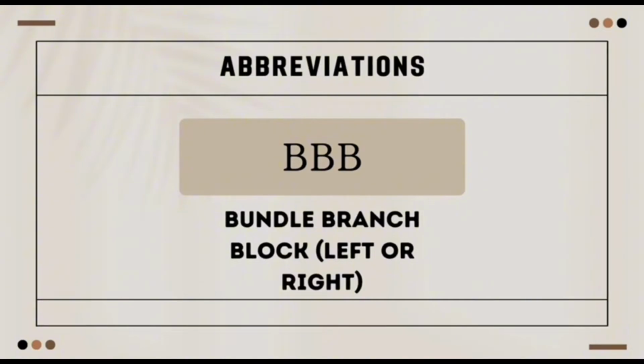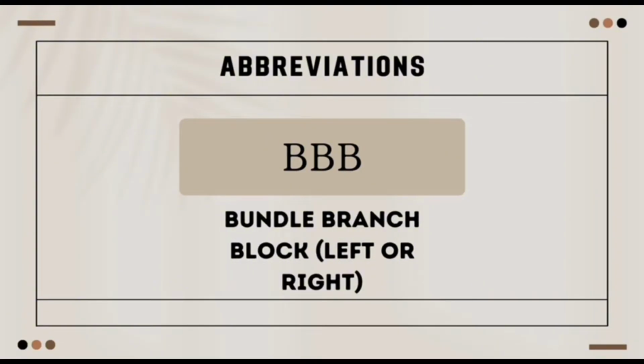Let us now proceed to the next term, the bundle branch block or BBB. BBB is a medical abbreviation used to describe a condition in which the electrical impulses that normally travel through the heart's bundle branches are partially or completely blocked. This can lead to a delay or disruption in the normal electrical activity of the heart, which can result in an abnormal heart rhythm or reduced heart function.